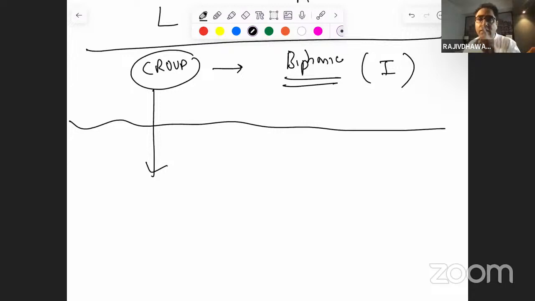One doubtful question about croup is: can you treat croup with conservative treatment? No. Look at that question. It is a controversial question. A patient came to the emergency with difficulty in breathing. Don't do conservative treatment.